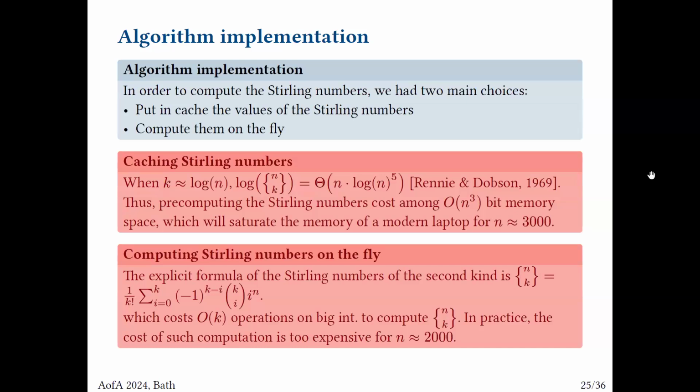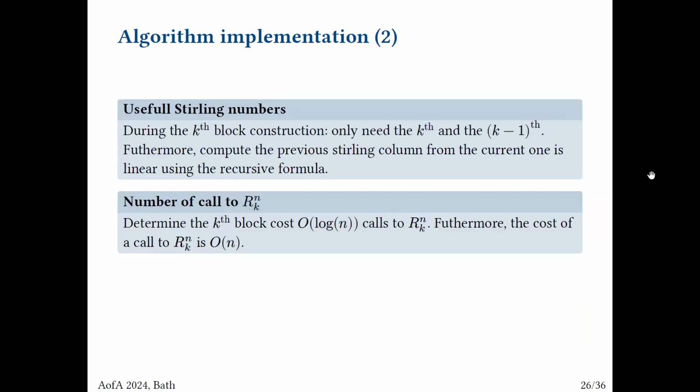The other choice that we can make is to use the explicit formula of the Stirling numbers of the second kind, but it costs a linear time operation on big integers, and in practice, it will be too expensive for n about 2000. So in order to bypass this problem, we made two remarks on our algorithm. In order to determine the k-th block of the partition, we only need two predetermined Stirling columns, which can be computed in linear time, and the main loop of our algorithm costs n log n time.